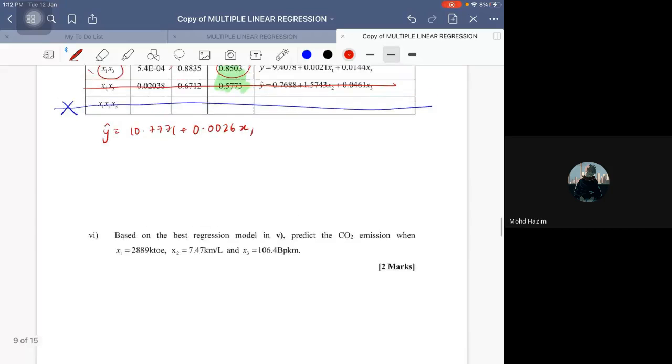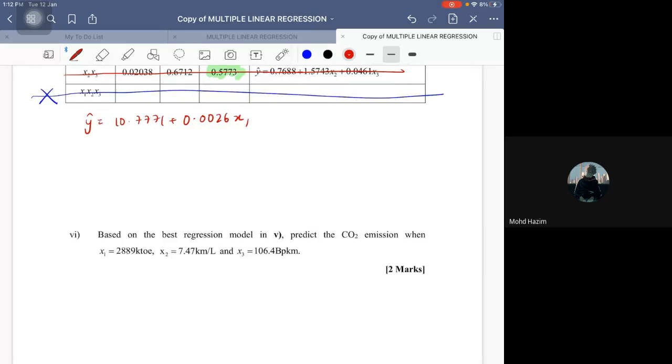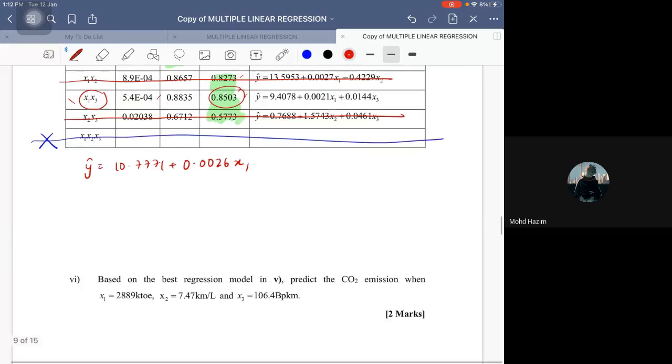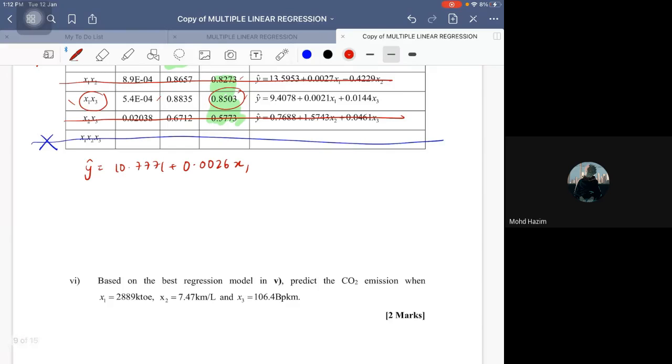Okay, and then the last question said, based on the best regression model in Question 5. So based on the model in Question 5, it doesn't matter which model you pick. Predict the CO2 emission when x1 is equal to this value, x2 is equal to this value, and x3 is equal to this value. Okay, so this question is going to be followed through.